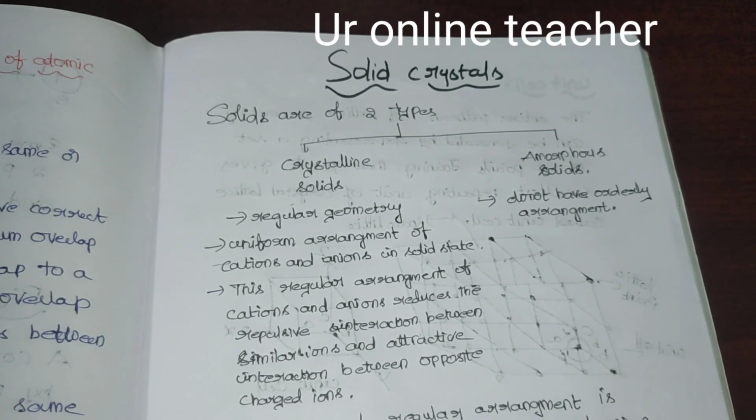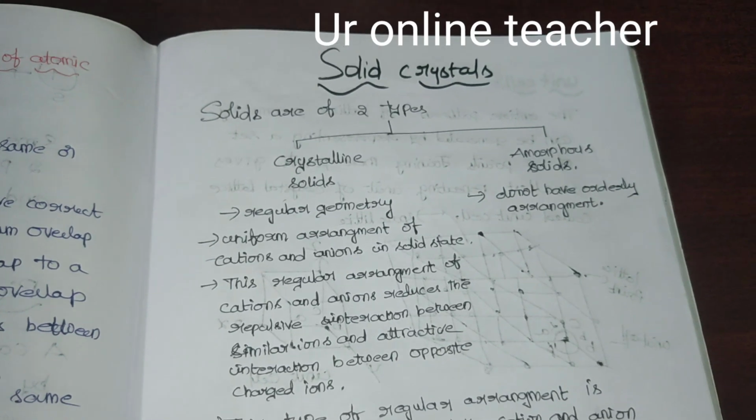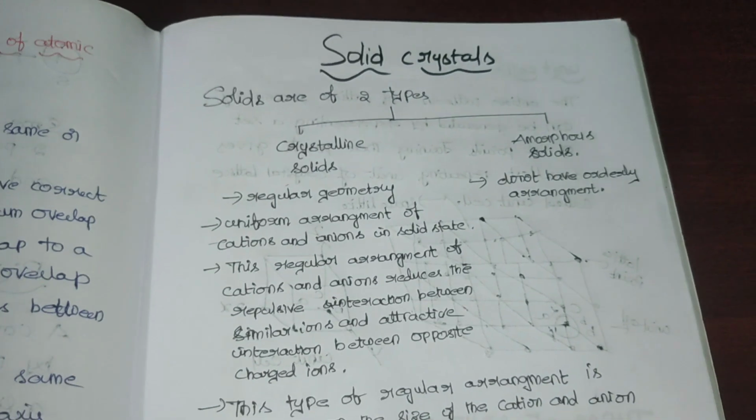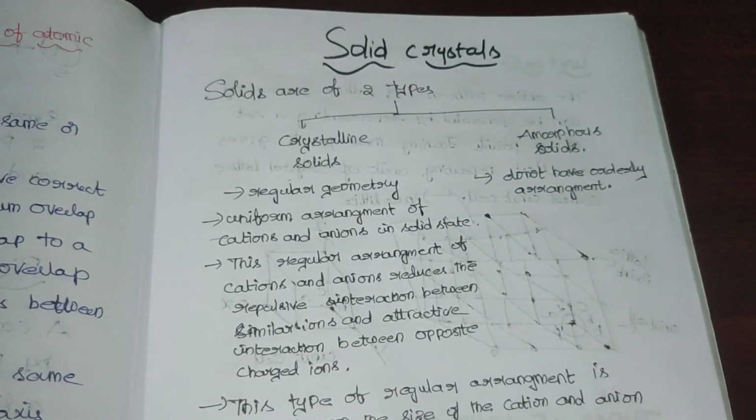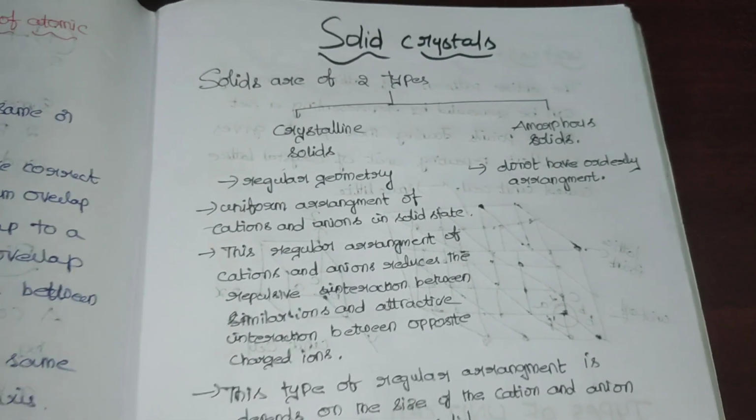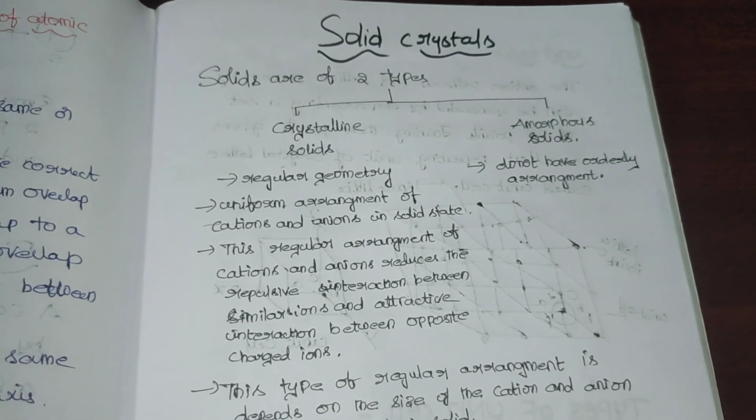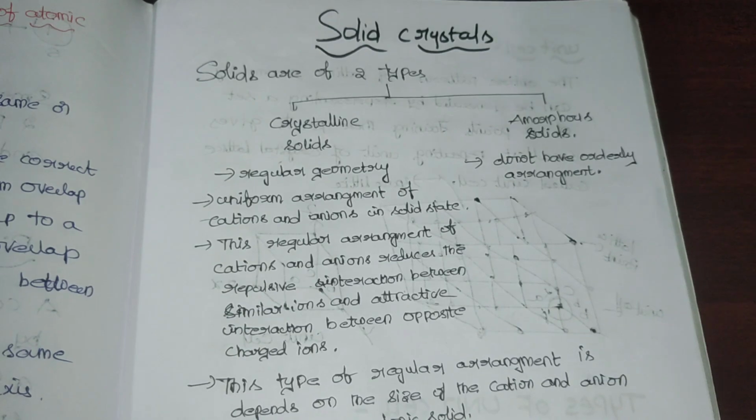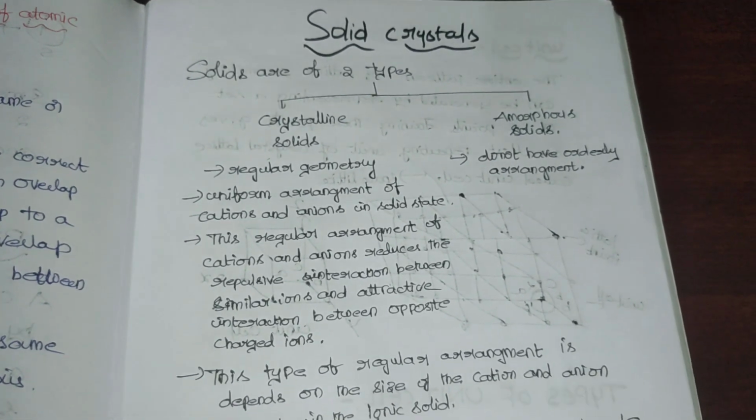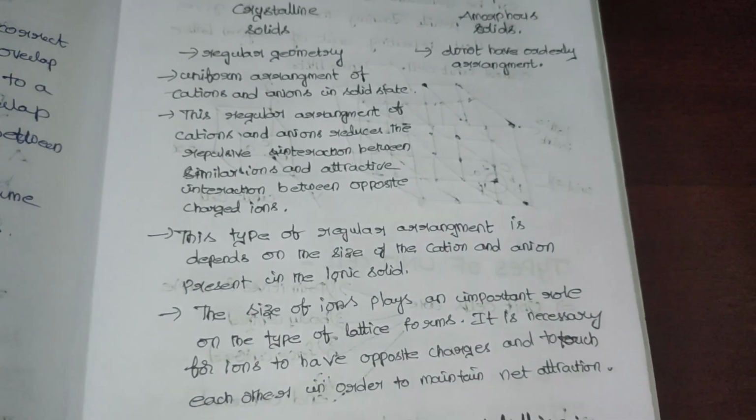So why are crystalline solids stable? Because they have regular geometry and there will be a uniform arrangement of cations and anions in the solid state. Because of this regular arrangement of cations and anions, it will reduce the repulsive interaction between similar ions. When there are similar ions, the repulsive interaction will be there, as we know. So it will be reduced because of this regular arrangement, and there will be more attractive interaction between oppositely charged ions.